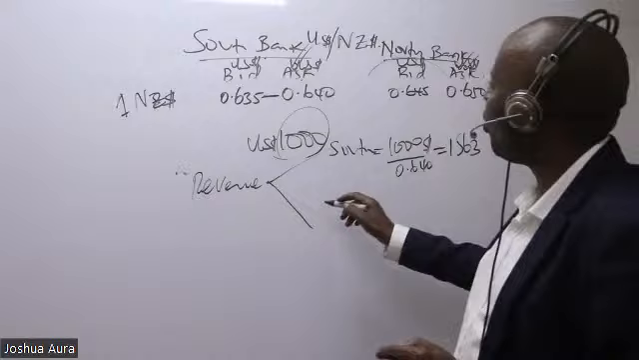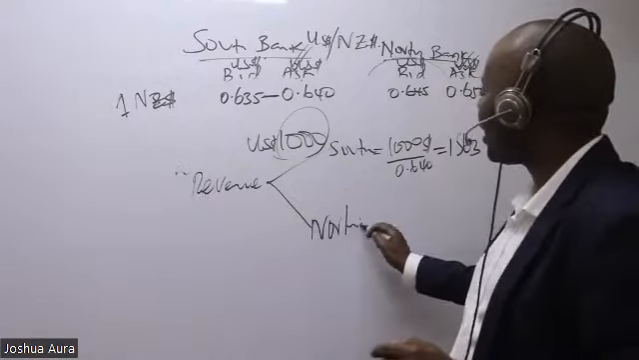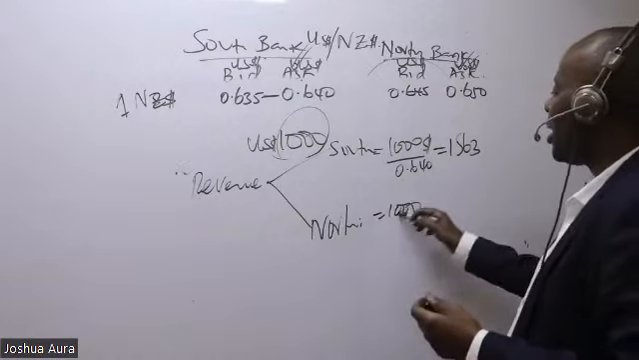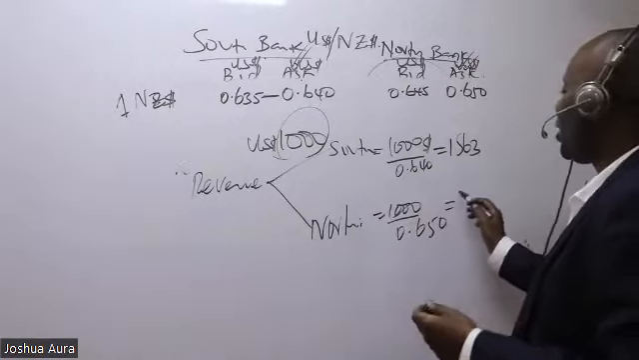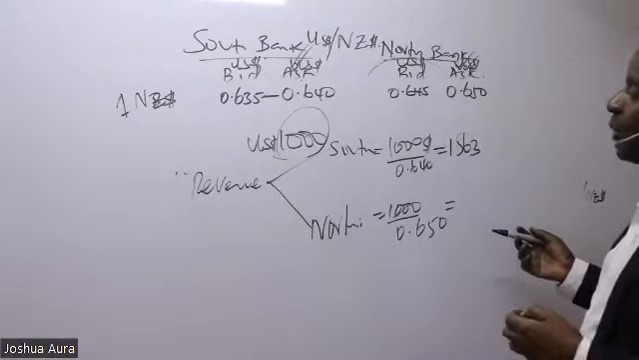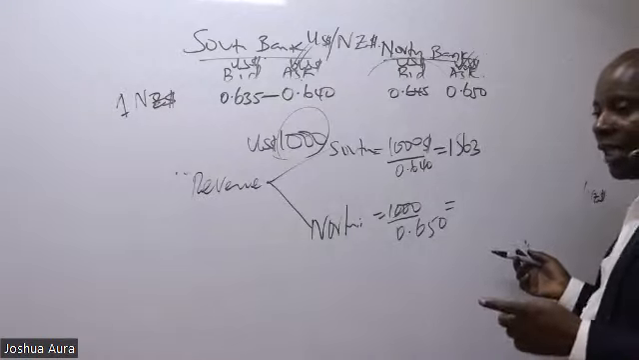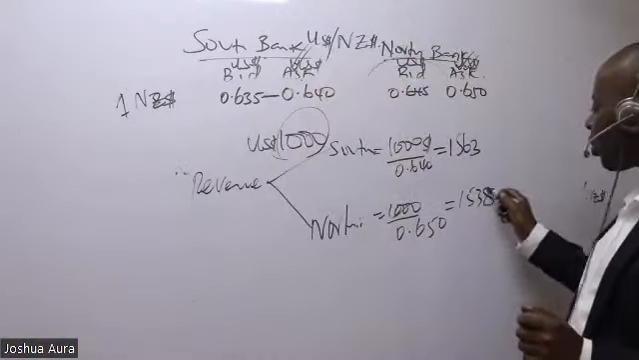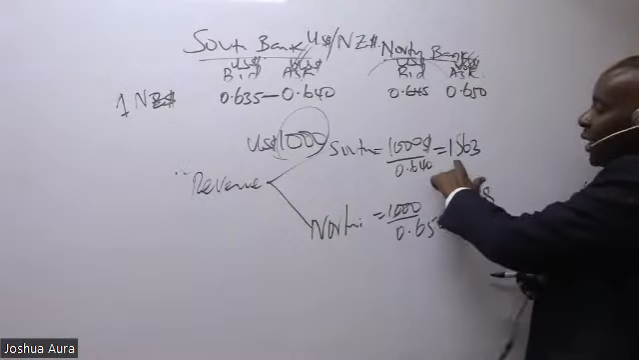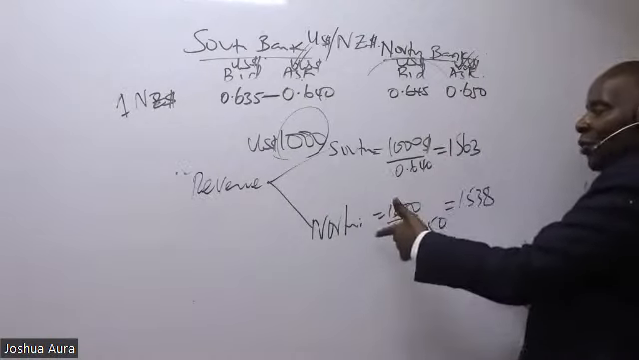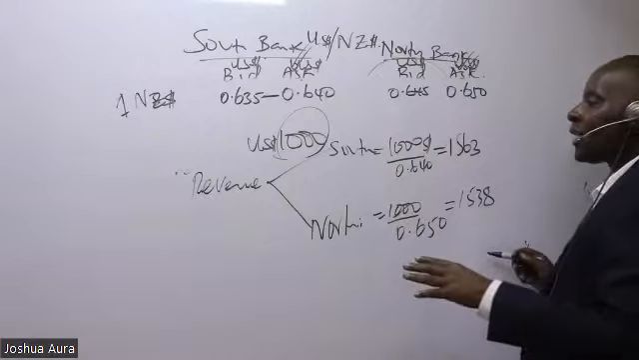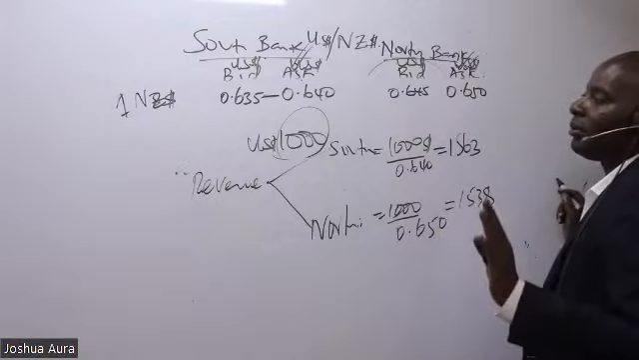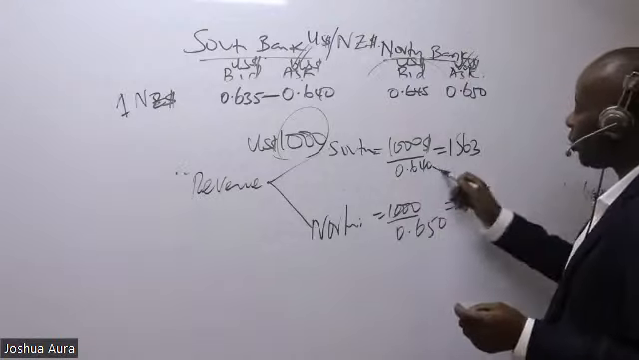If we go to North, and in this case we are selling to North Bank, then we get 1,000 divided by 0.650, which is giving us how much here, somebody? Which is giving us 1538. Now you close this by saying that South is giving this guy more revenue. So we are in agreement, all of us, that if it comes to selling, then we shall sell to Southern Bank, Southern Bureau.